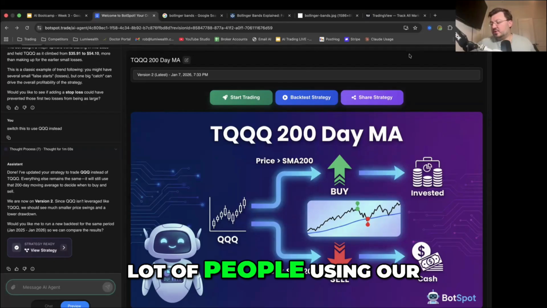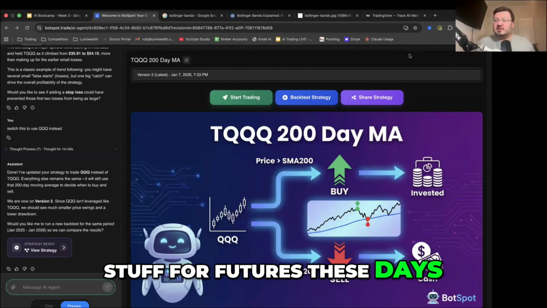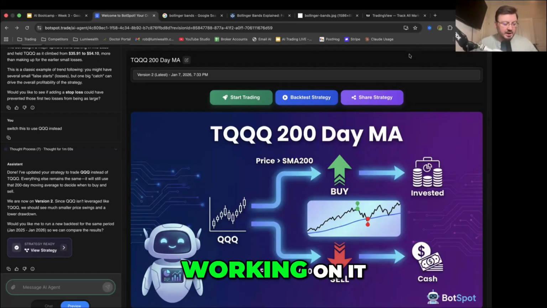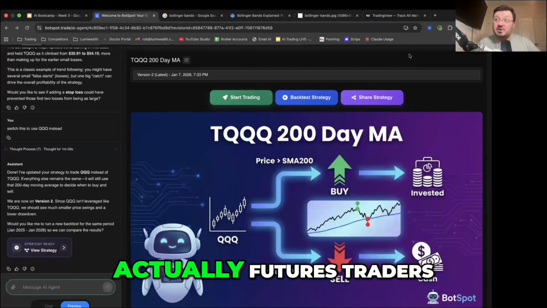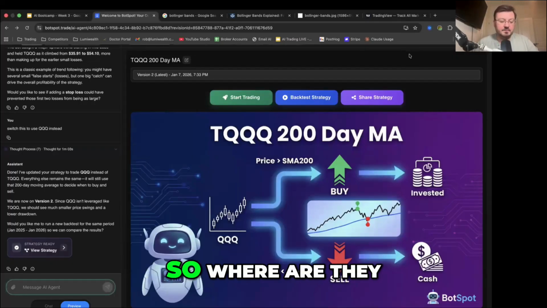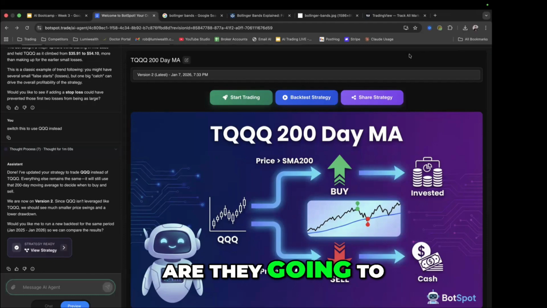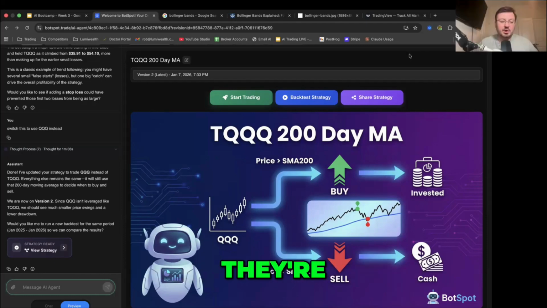We actually get a lot of people using our stuff for futures these days. So it was a good thing that we spent all that time working on it, because some of our biggest power users are actually futures traders. Where are they getting their data from? Are they going to Databento? Yeah, they're going to Databento.